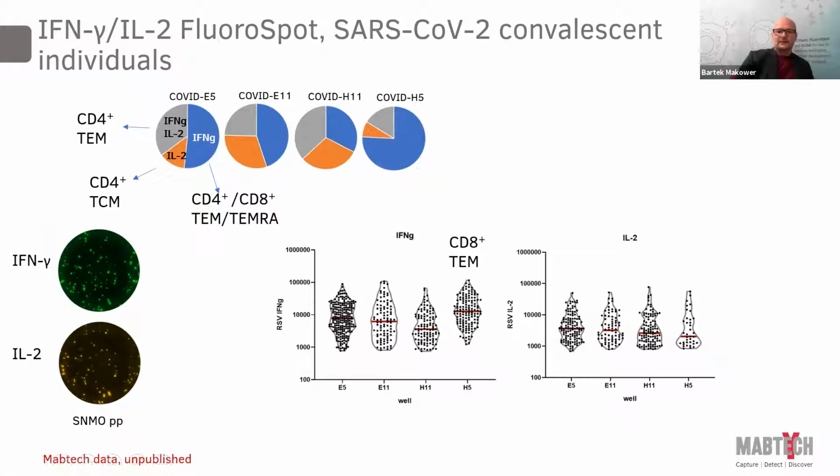And down here, this is a log scale, and in this case we show RSV not as a sum, but rather each one. This is RSV for all spots in one well, so we see the full population and how much they produce. This individual produces much more interferon gamma per cell than the other ones. Also, it has many more single interferon gamma producers. That's quite interesting. I'm not sure exactly what it means. It has to be studied further.